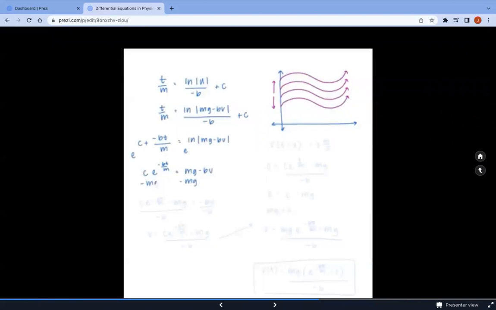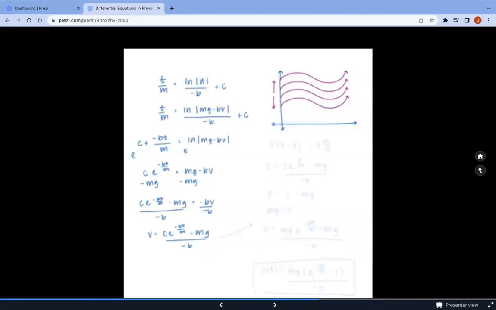Now we can move our mg back over to the left side of the equation, and from here we're able to solve for v. However, we still have our c in our equation for velocity, which we don't want. And you might be tempted to stop here, but I'll explain to you why not. This equation for velocity, which we might know the shape of, we don't know the exact location of. This is because we don't have our c value.